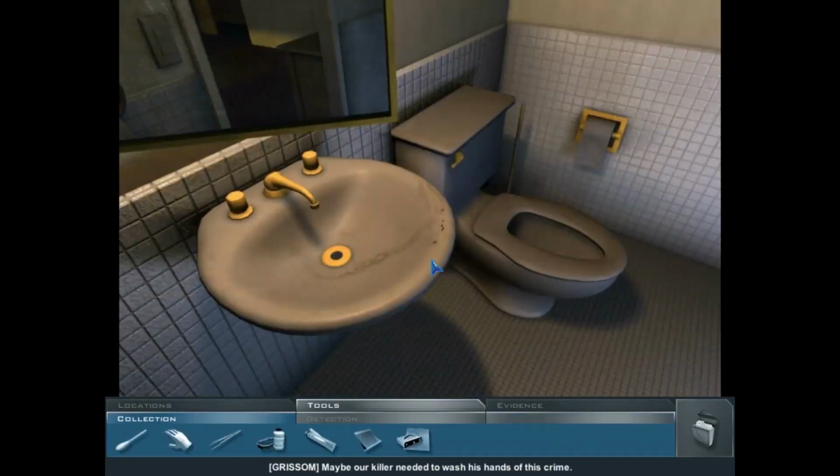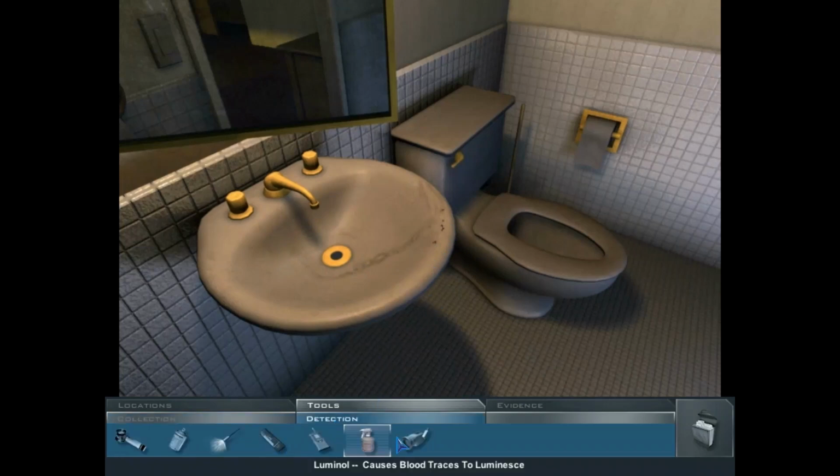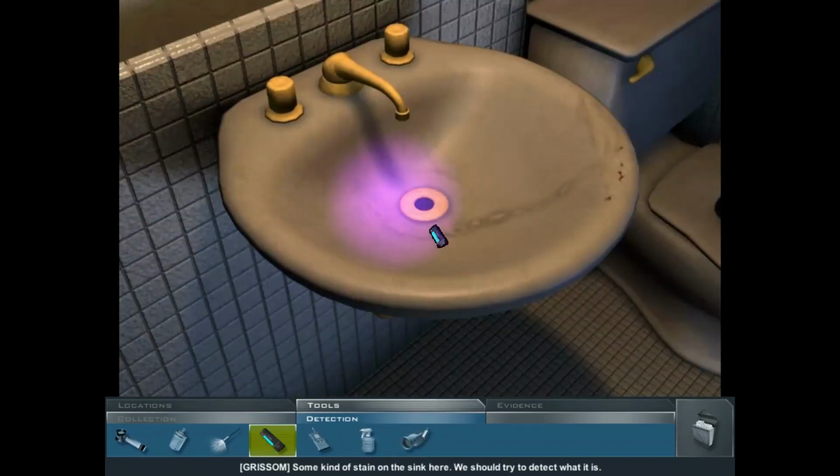Maybe our killer needed to wash his hands of this crime. Let's take a closer look. Some kind of stain on the sink here. We should try to detect what it is.